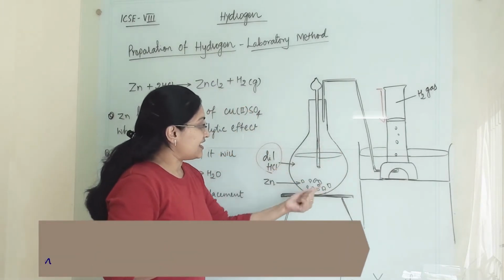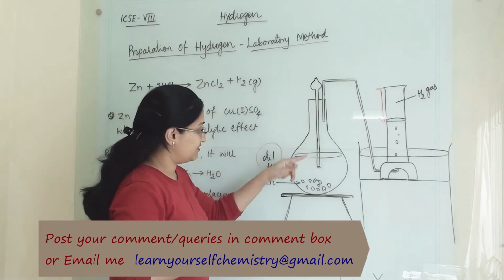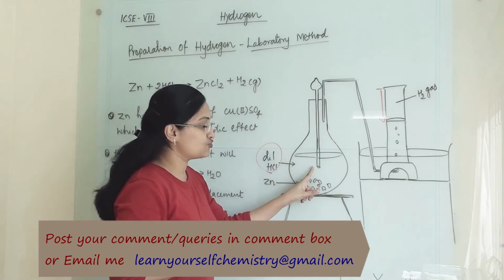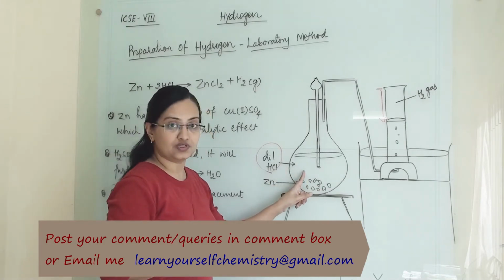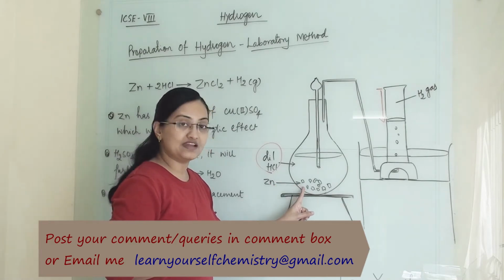So in our assembly there are 2 pipes going into a round bottom flask. Now the thistle funnel has to be dipped inside the dilute HCl. In the round bottom flask I have also added granules of zinc.